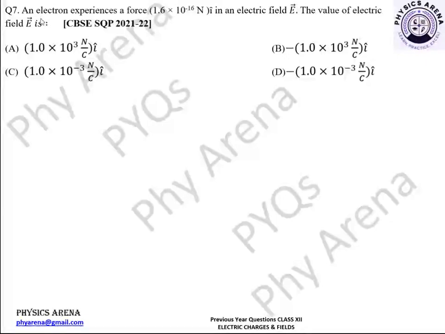Question 7. An electron experiences a force 1.6 multiplied by 10 to the power minus 16 Newton i cap in an electric field E vector. The value of electric field E vector is, so we need to find the value of electric field E, and it was asked in CBSE sample question paper 2021-22. So the force F vector is given to us, 1.6 multiplied by 10 to the power minus 16 Newton, and it is towards the positive x-axis, that is i cap.